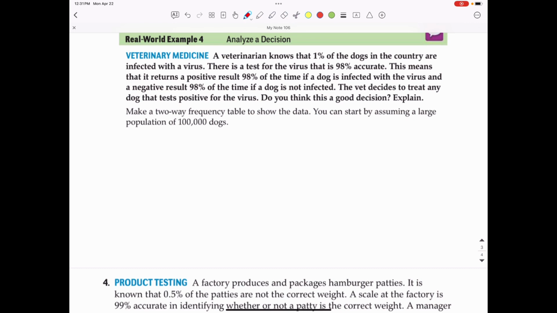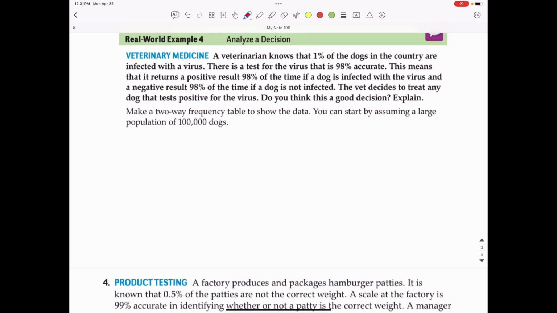A veterinarian knows that 1% of the dogs in this country are infected with a virus. There's a test for the virus that is 98% accurate. This means it returns a positive result 98% of the time if the dog is infected with the virus, and a negative result 98% of the time if the dog is not infected. A vet decides to treat the dog that tests positive for the virus. Do you think this is a good decision, and explain?